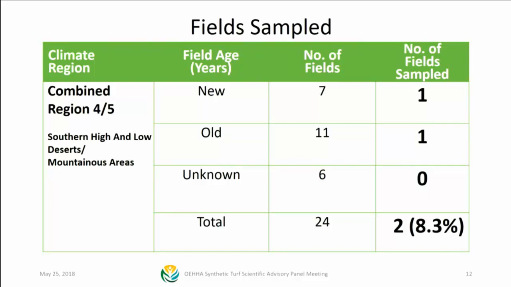This seems like a small number, but I would like to point out that there were so few fields in this region compared to other regions. And our final sampling percentage was actually higher than all the other regions at 8.3%.